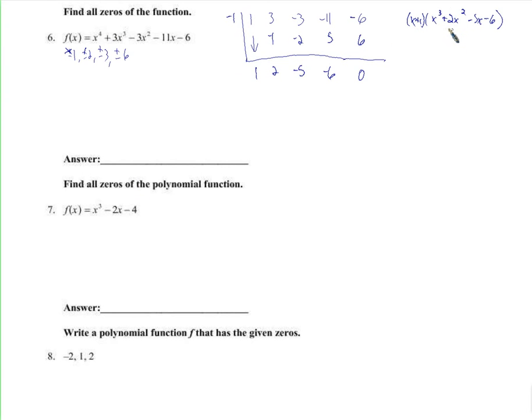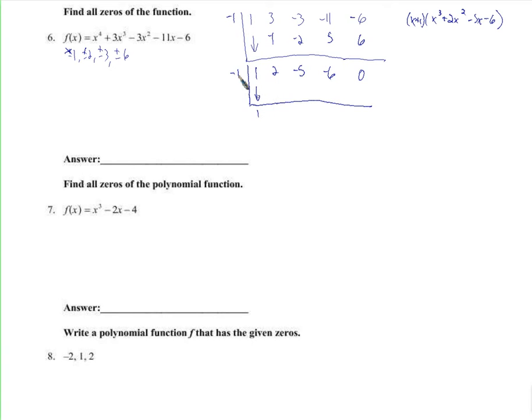Now I have this third degree. I don't know any of its zeros, so I'm going to have to do the rational zero theorem again. My constant and my leading coefficient are the same, so the list is the same. The thing that I know now is that positive 1's not going to work. So let's try negative 1 again, because that could happen.